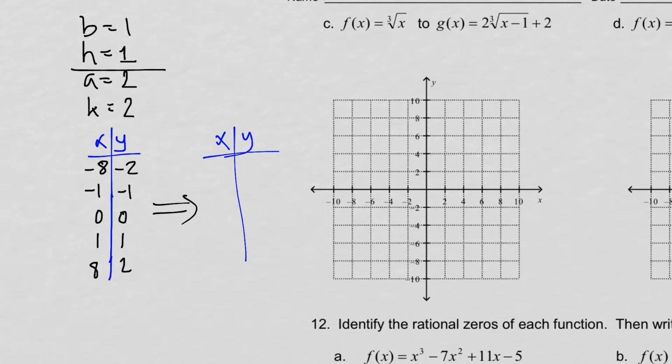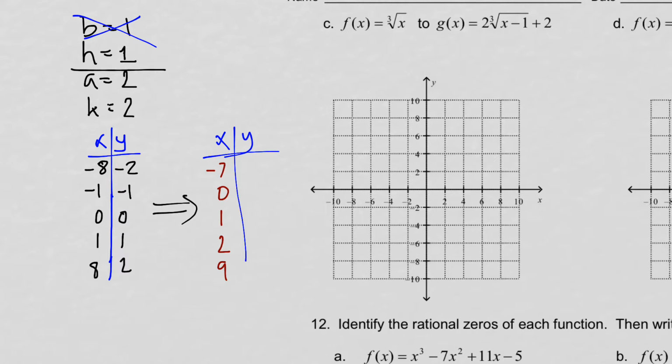Here we go. So first, you start with the x values and you look at b and h. Multiply times 1, add 1. Multiplying times 1 is not going to do anything, so I'm just going to add 1, and that's it. So, negative 8 plus 1 is negative 7. Negative 1 plus 1 is 0. 0 plus 1 is 1. 1 plus 1 is 2. And 8 plus 1 is 9. There you go. All of these numbers, we added 1 because of h.